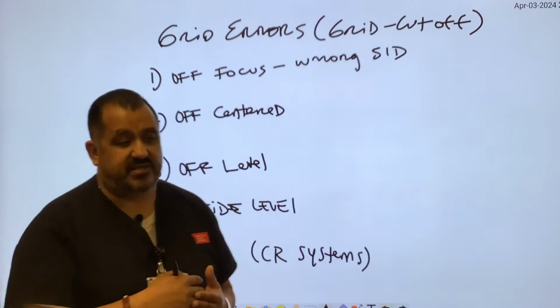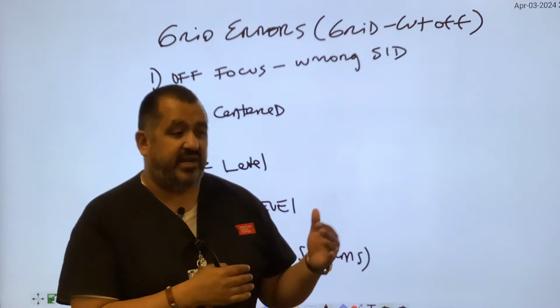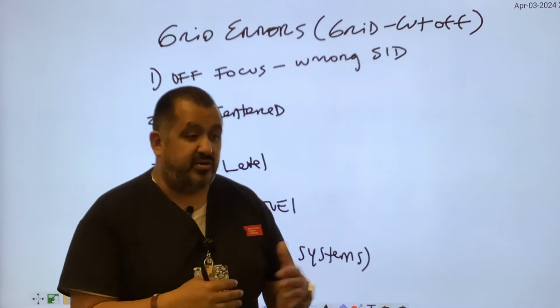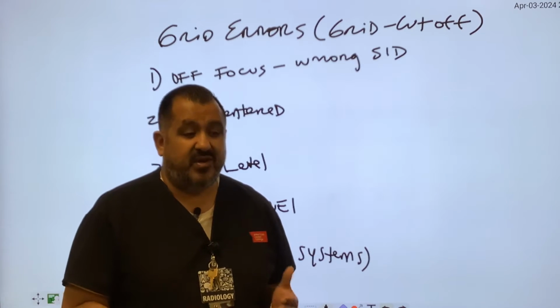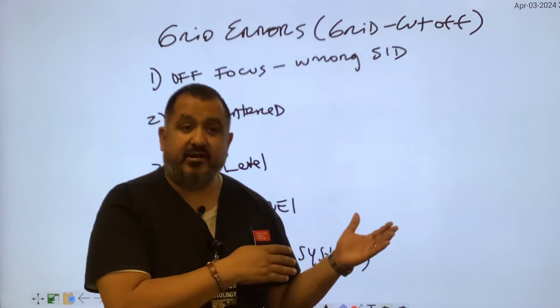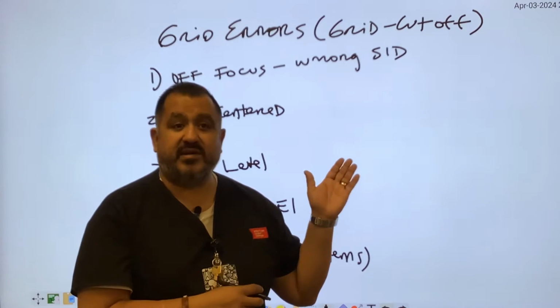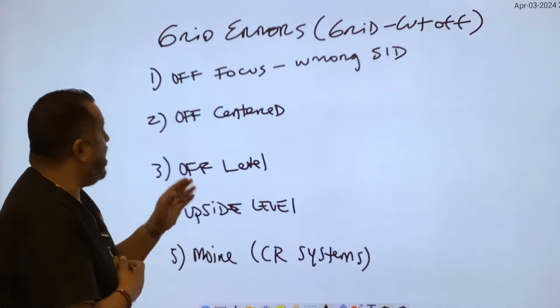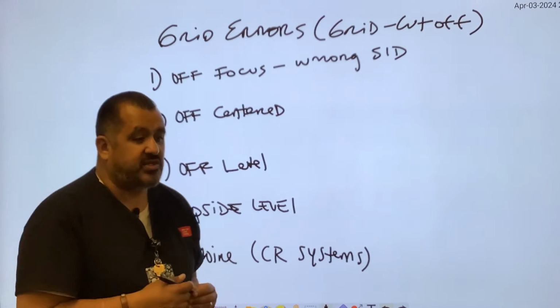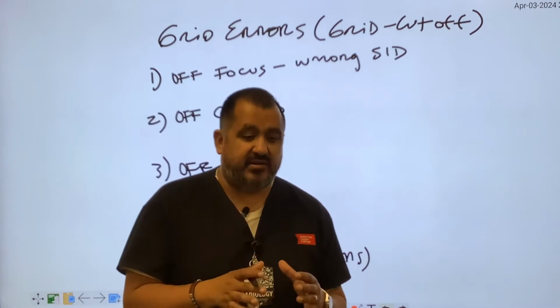So if your grid is designed to be used at 40 to 72 inches, and you're using it at 36 inches, then you might end up with a grid error that's known as off focus.